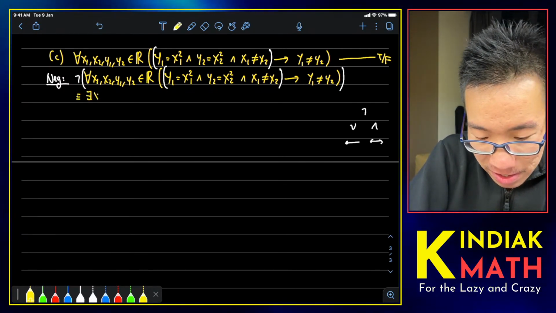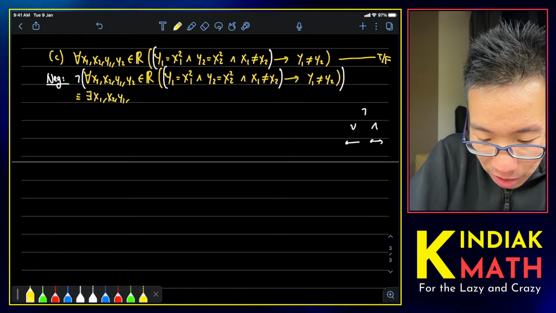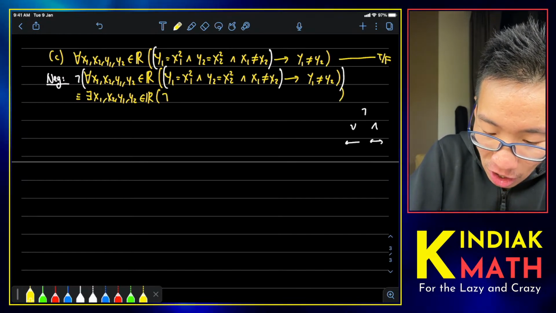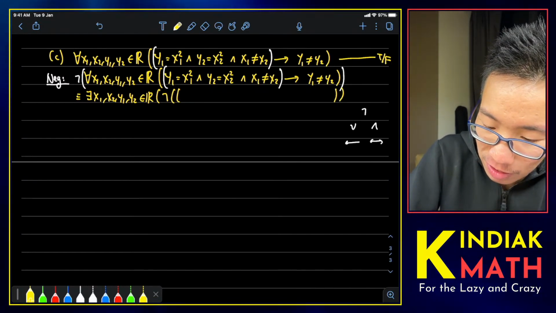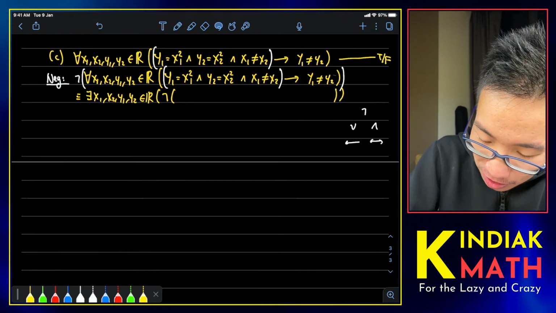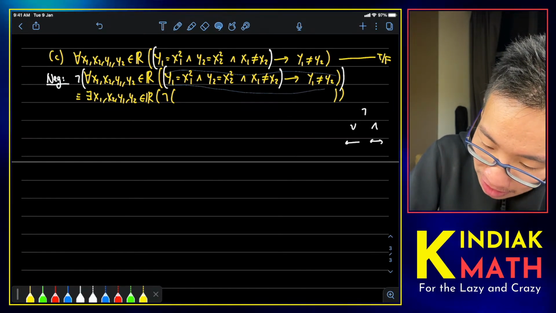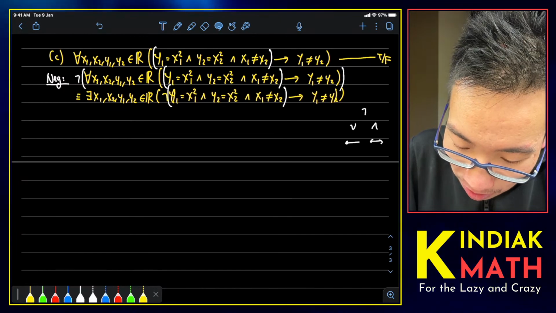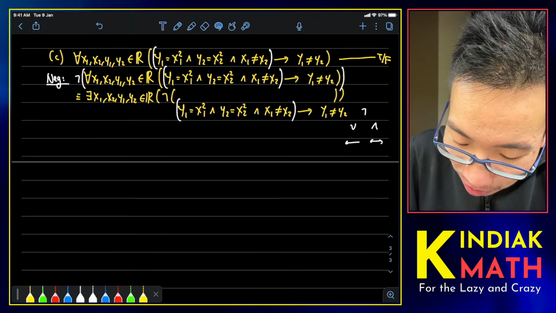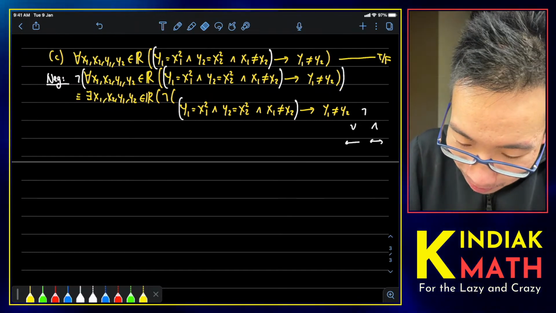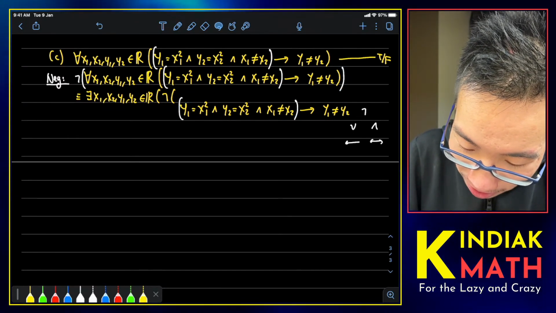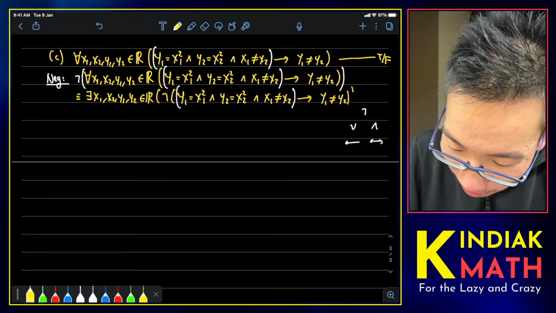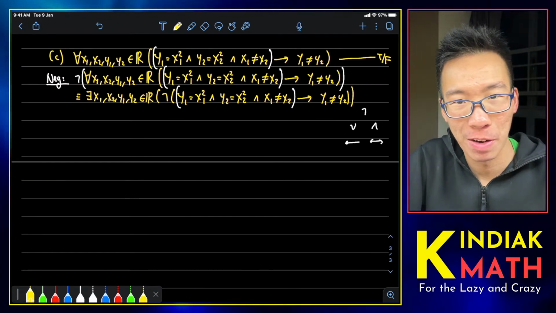So what happens when we push the negation symbol in? We're gonna get there exists x1, x2, y1, y2 in R with the property that we'll get a negation of an implication. And I'm gonna just copy and paste this implication, because once again, I'm lazy. Well, that's awkward and embarrassing. Let's try that again. Almost there. And done.